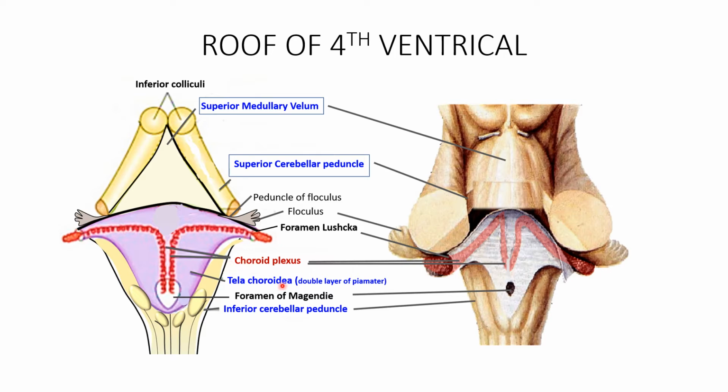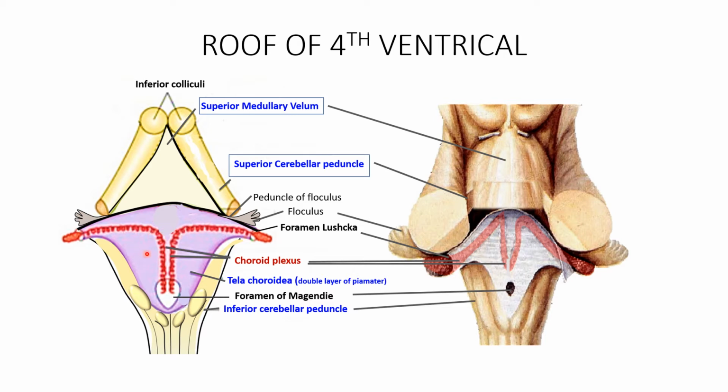Now what is the tela choroidea? Tela choroidea is a double layer fold of the pia mater between the inferior vermis of the cerebellum and the lower part of the roof of the fourth ventricle. So this is the tela choroidea. Now the choroid plexus. What is the choroid plexus? It is the capillary plexus of blood vessels between the two layers of the tela choroidea, forming a rich vascular fringe that projects through the lower part of the roof of the fourth ventricle to form the choroid plexuses. So these are the choroid plexuses we can appreciate over here.